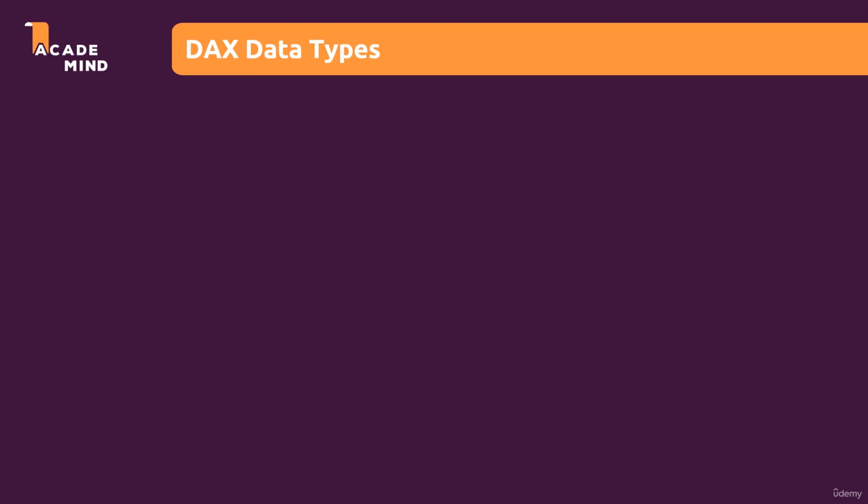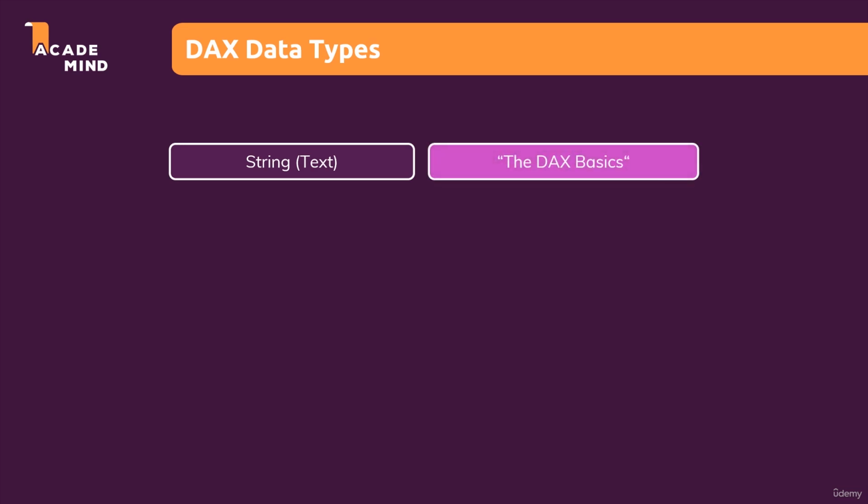DAX can deal with multiple data types. One data type we saw already is the so-called string, or text as an alternative. The DAX basics, for example, a simple string. We saw an application example already with our concatenate formula, where we combined two strings to a new one.